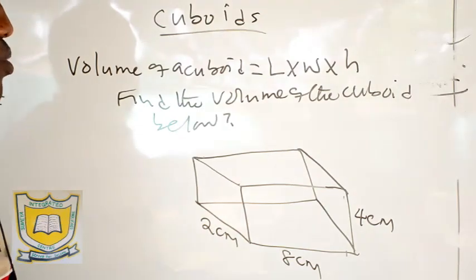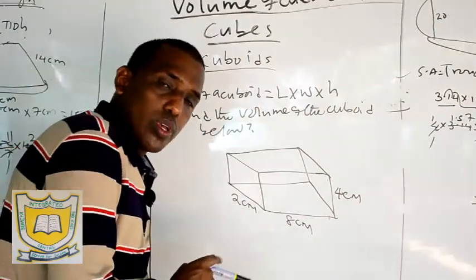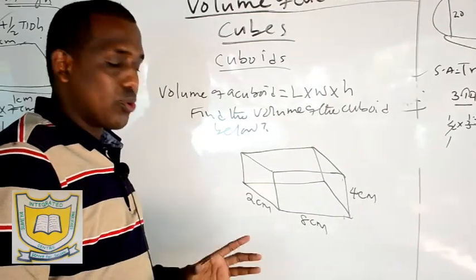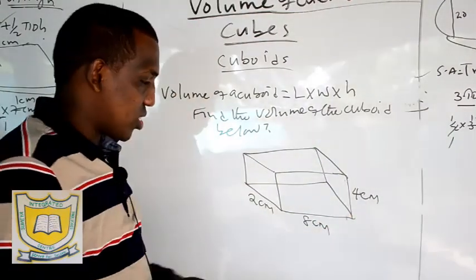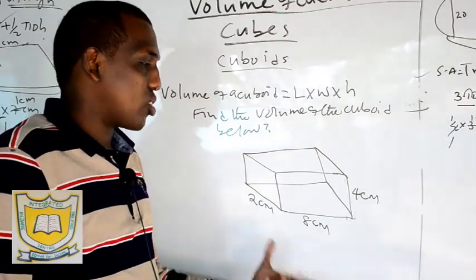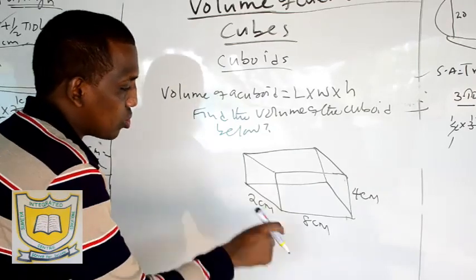Volume of a cuboid, we say the formula is length times width times height. Or you can say base area times height. You can also say the length or cross-sectional area times height. So base is length times width. Let us use now the formula.